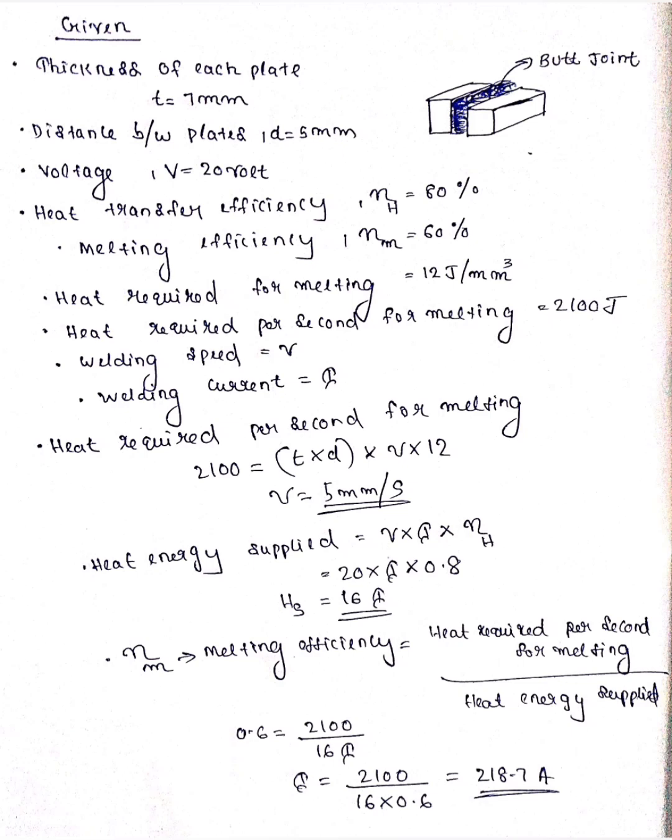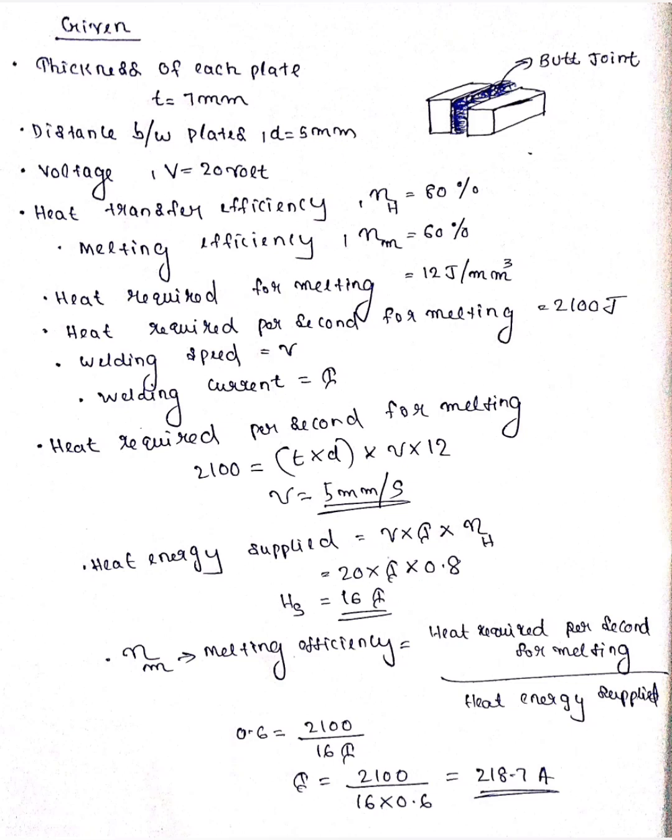Next, the heat energy supplied. Heat energy supplied is V into I into heat transfer efficiency. So we have to multiply with the heat transfer efficiency, otherwise it will be just VI, right? Whatever source we are using, the basic heat equation is VI, but we have heat transfer efficiency, it's already given, so we have to multiply that to get actual heat energy supplied. That's why the 0.8 is multiplied, so we get 16I as the heat energy supplied.